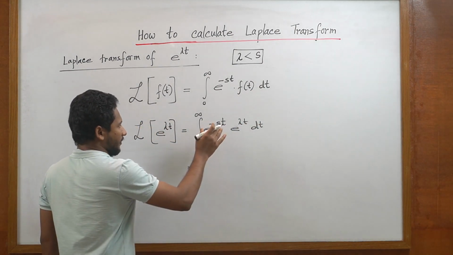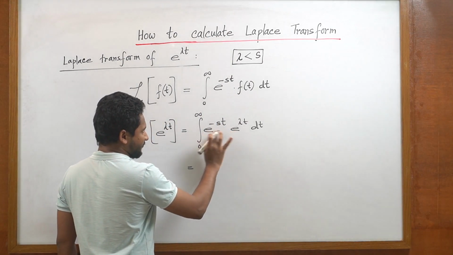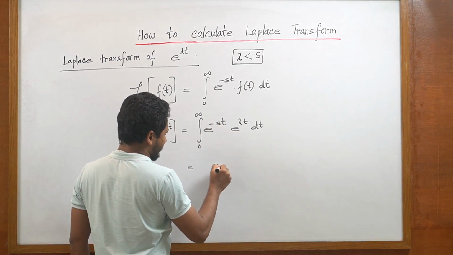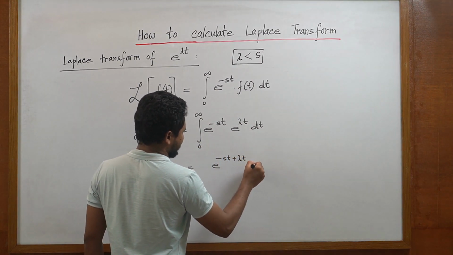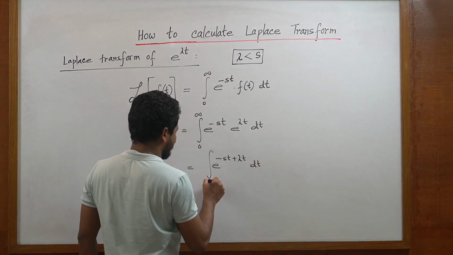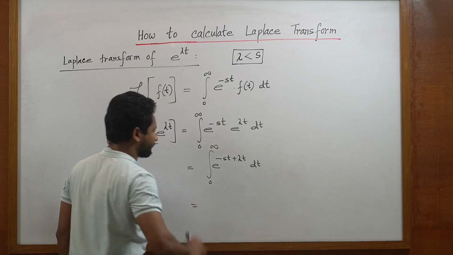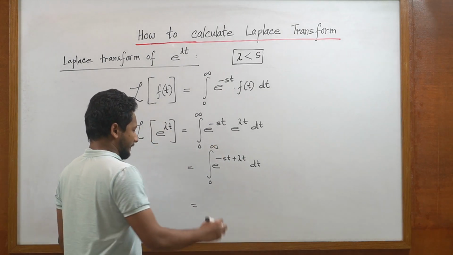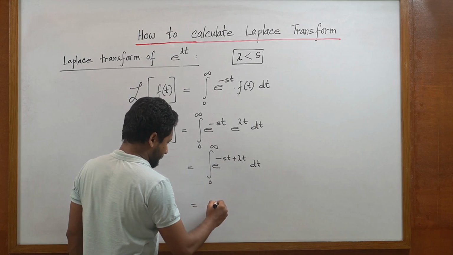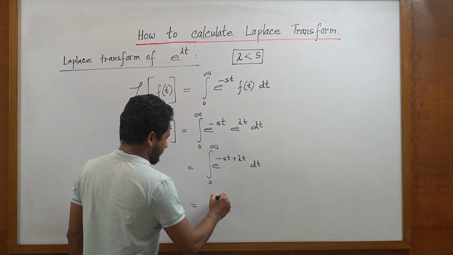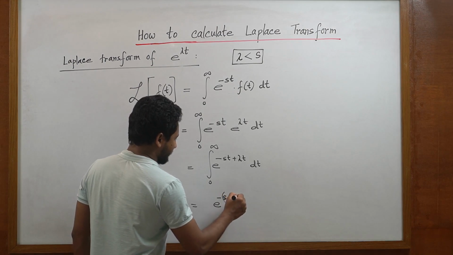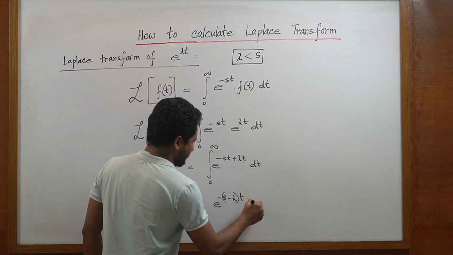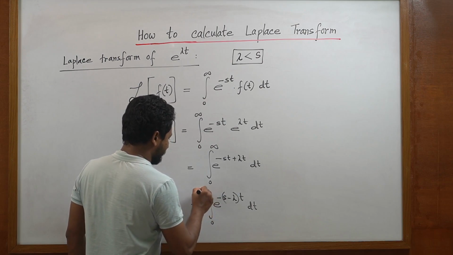Now we will combine these functions. So e to the power minus st plus lambda t, from 0 to infinity. Now e to the power minus s minus lambda t.